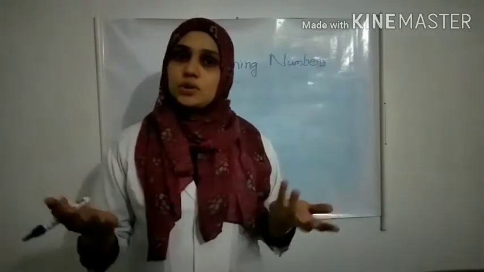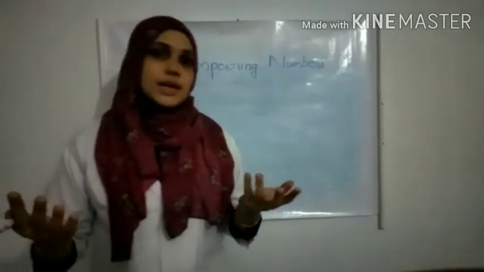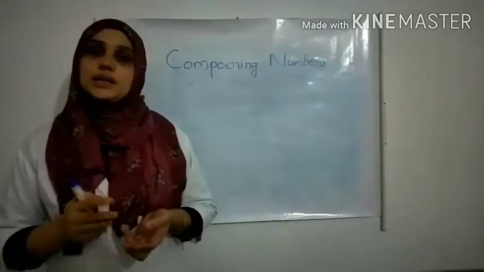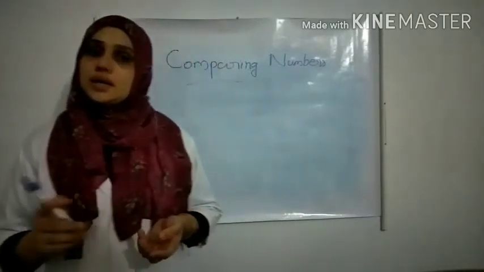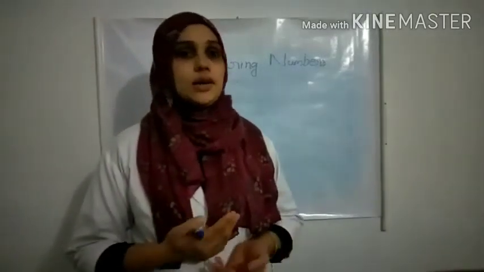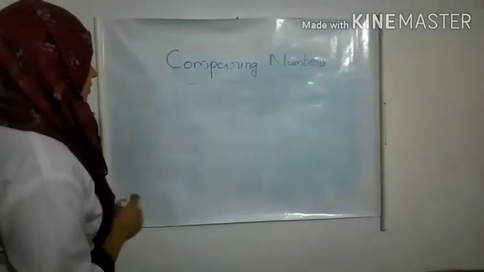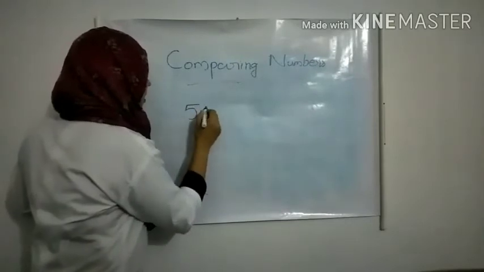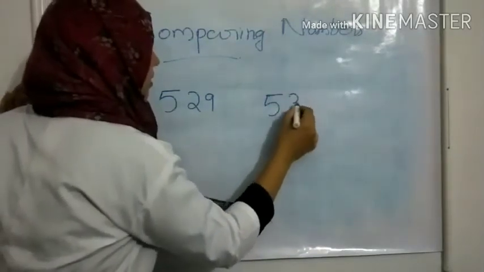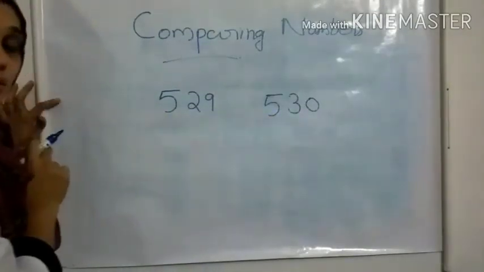We compare two objects or two things in their shape, size, length, and distance, etc. Similarly, we can compare numbers also, but for comparing, two or more numbers or two or more objects are needed. Okay, let us check with an example. 529 and 530. Compare these two numbers.